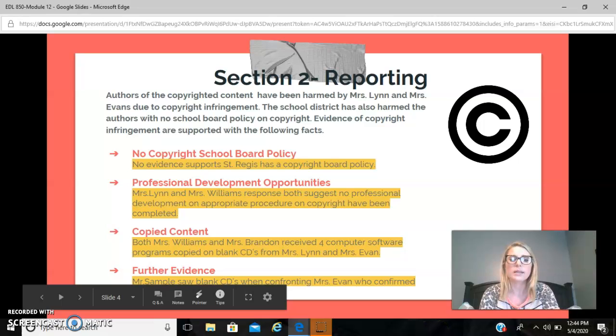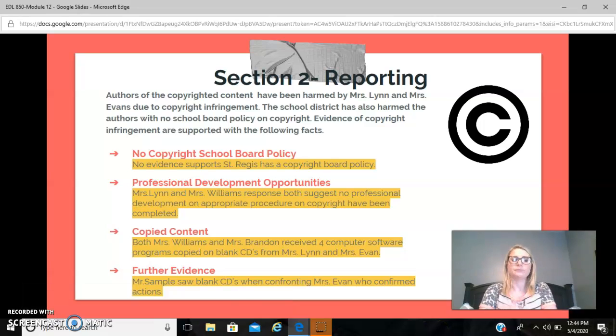Section 2, the reporting. The publishers or authors of the copyrighted content have been harmed by Mrs. Lynn and Mrs. Evans making copies illegally. The school district has also been harmed because they are now liable for that copyright infringement, and the evidence was there when Mr. Sample went to visit Mrs. Lynn.